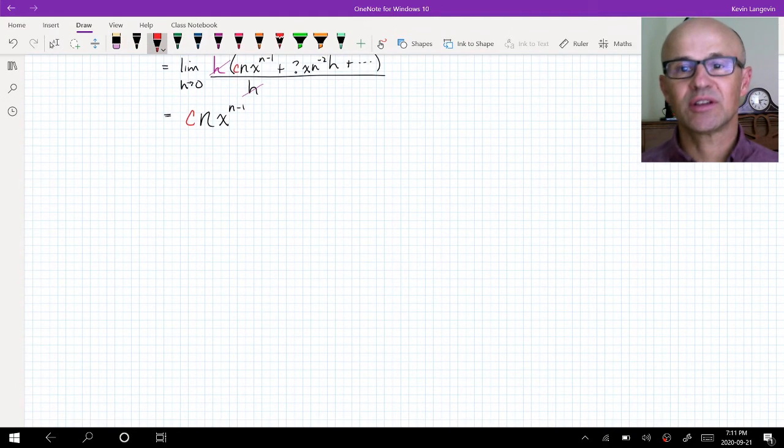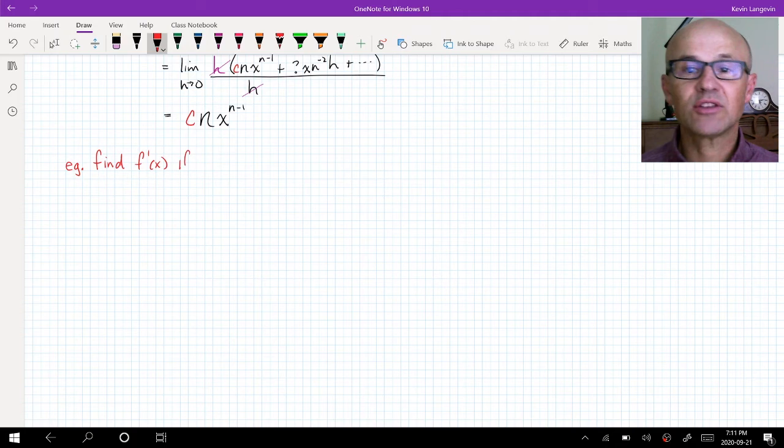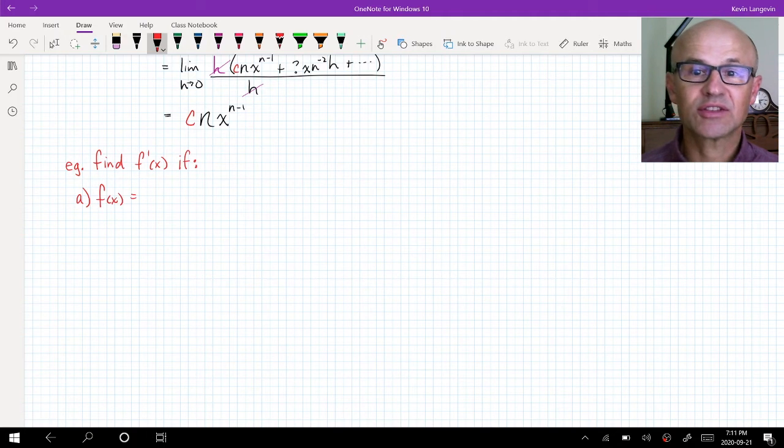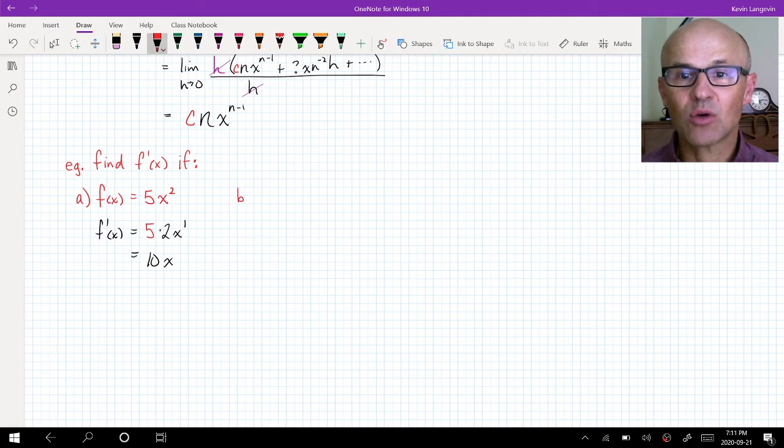Let's look at this in a real-life example. Suppose we want to find the derivative if f of x is equal to 5 times x squared. Well, essentially all we do is the 5 stays. The 2, the power, drops down, and then we subtract 1 from the power, giving us 10x.